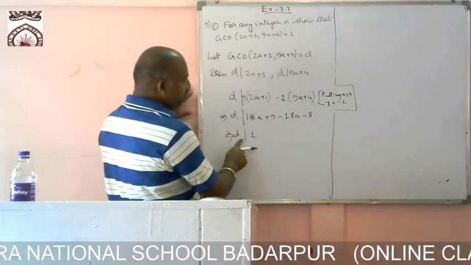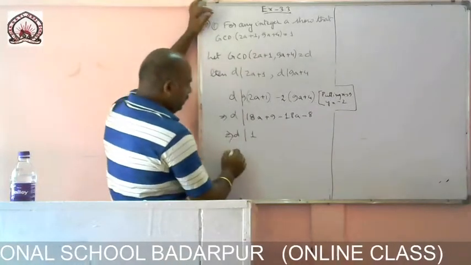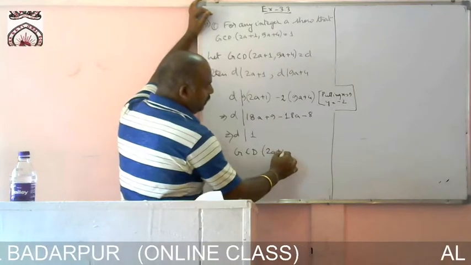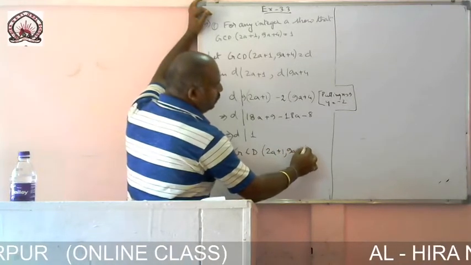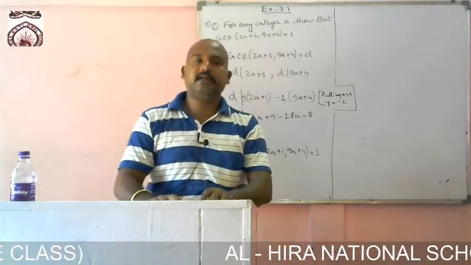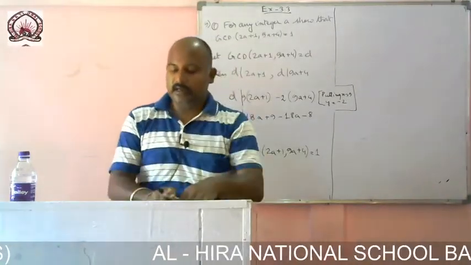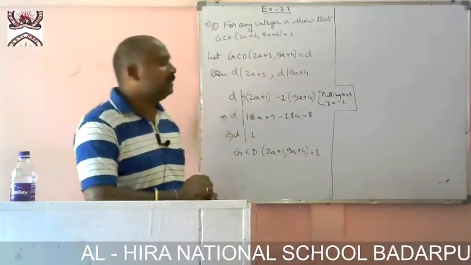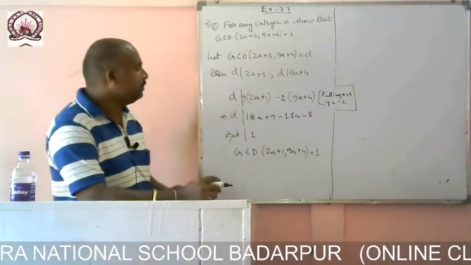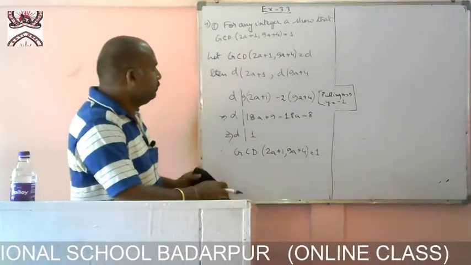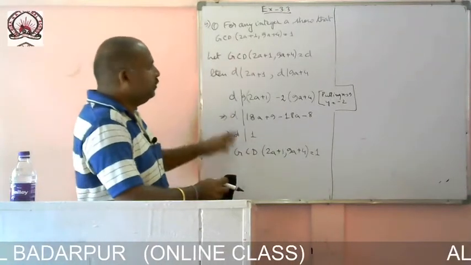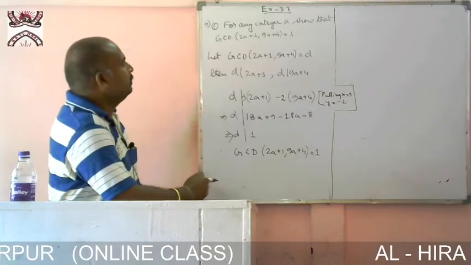Therefore, D divides 1. Therefore, the GCD of twice a plus 1 and 9a plus 4 is equal to 1. Okay. The GCD of the two numbers, twice a plus 1 and thrice a plus 4, is equal to 1. Okay. Now I have to bring 1, and for that reason we have to solve in this procedure. Okay.